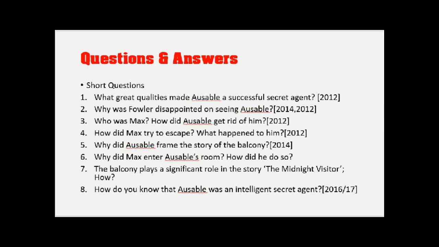Why do you think so? That is the escape that Max uses, and that is the one reason why Ausable is able to save the day. So that's why it plays a significant role. How do you know that Ausable was an intelligent secret agent? Now there are a number of reasons which you can find from this entire video, which accounts for the fact that Ausable was indeed an intelligent secret agent. I think it's very easy to form that answer now.